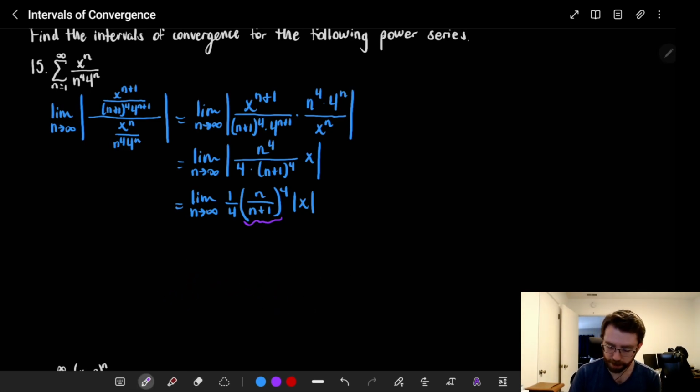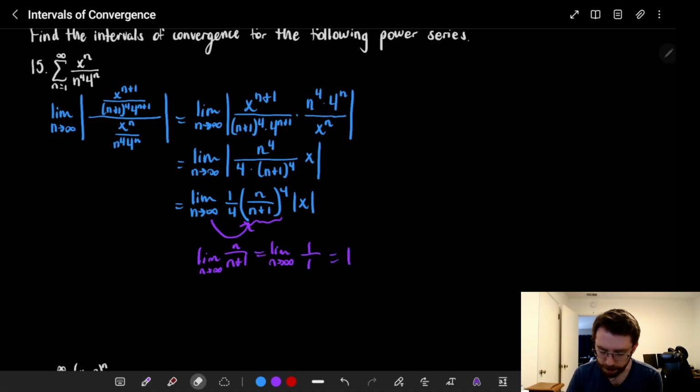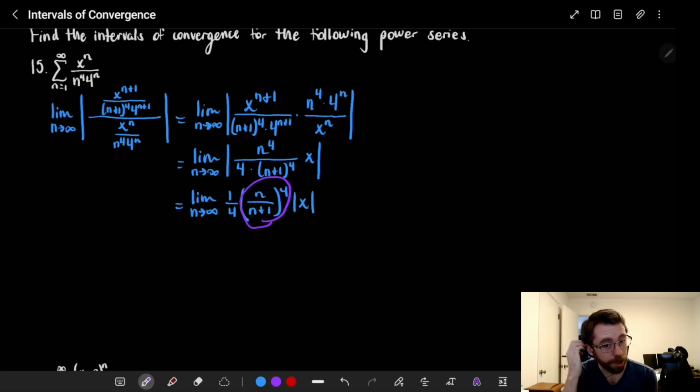If you don't like that, you could just push the limit inside, and then you're really just asking what's the limit as n goes to infinity of n over n plus 1. And you could do the same trick, or you could do L'Hopital's rule. Take a derivative of top and bottom, you get 1 over 1, which is 1. And there are other ways you could FOIL it all out if you wanted to. But in any case, this term approaches 1.